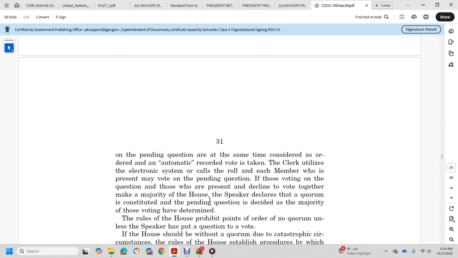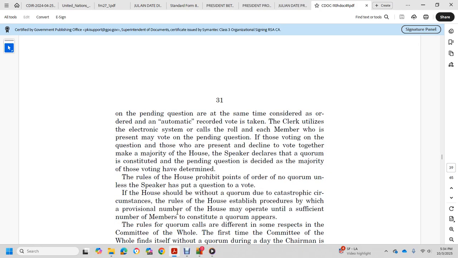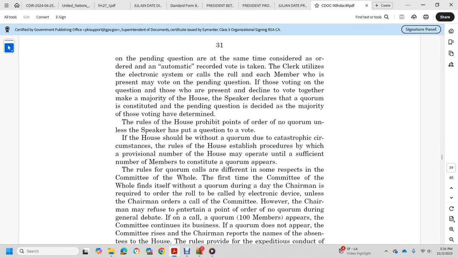Of those voting on the question, the president will decline to vote, together with the majority of the House. The Speaker declares whether a quorum is constituted for the pending question, decided by the majority of the others voting, and determines the rule of the House on a point of order that no quorum is present, unless the Speaker puts the question to a vote, but the House should be without a quorum only in catastrophic circumstances.